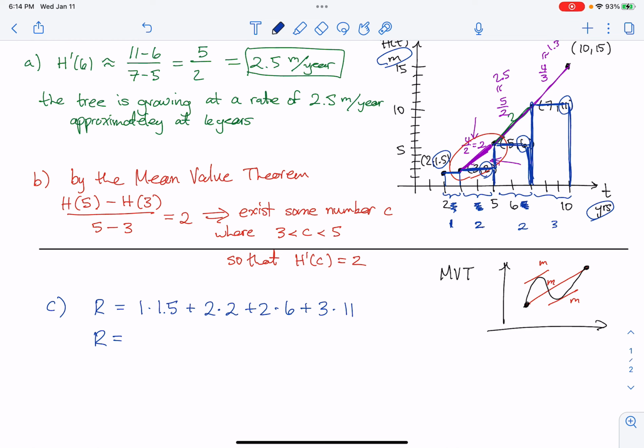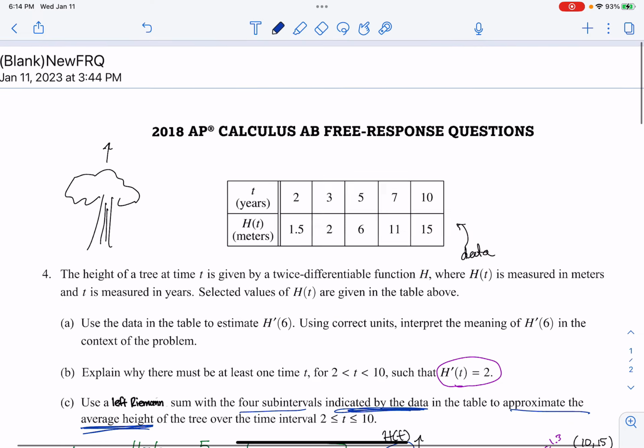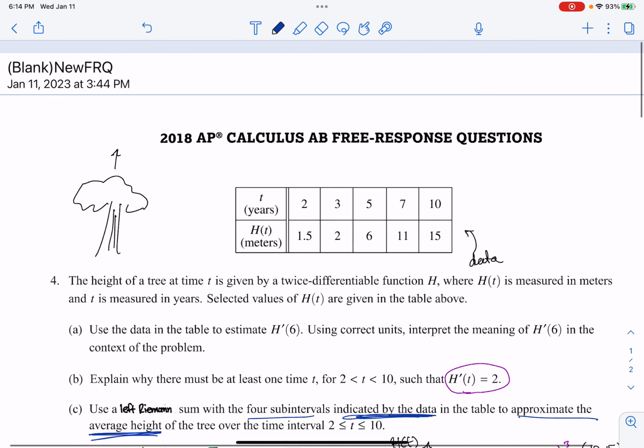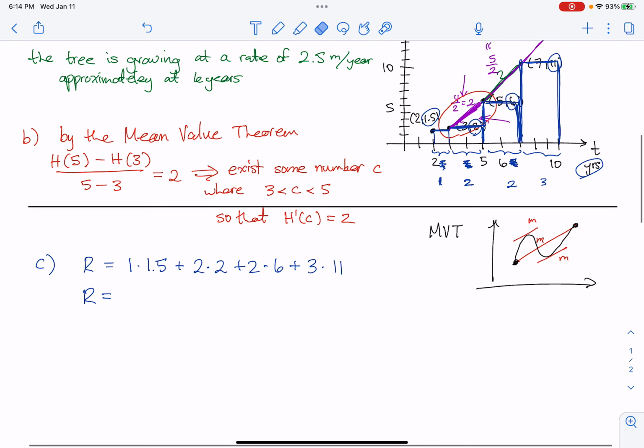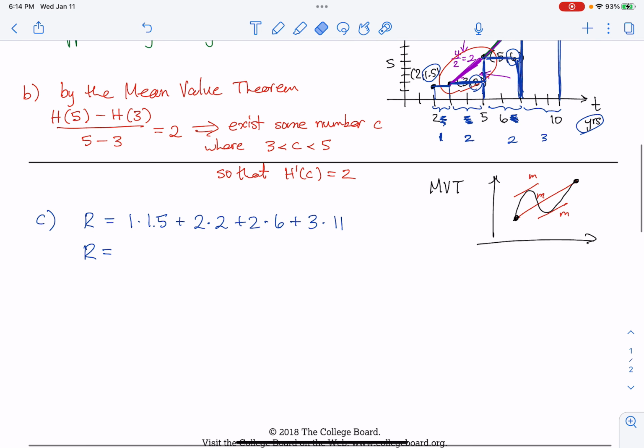And let's see, 1.5 plus 4 plus 12 plus 33. You will have a calculator for this FRQ. I guess it doesn't say here, but you are allowed a calculator on this one. I should have mentioned that at the beginning. We get an answer of 50.5. So 50.5 is just the Riemann sum.